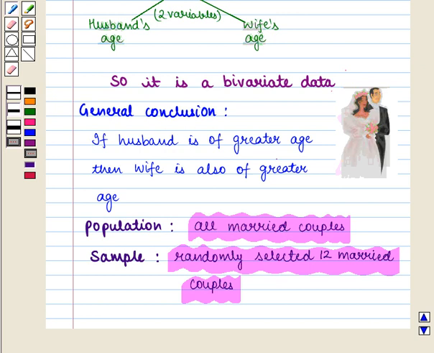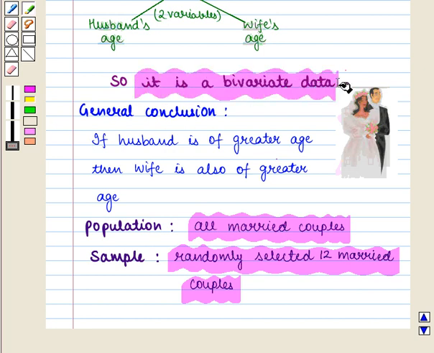So here our required answer will be yes, it is a bivariate data, and here the population is all married couples. And the sample is given by randomly selected 12 married couples.